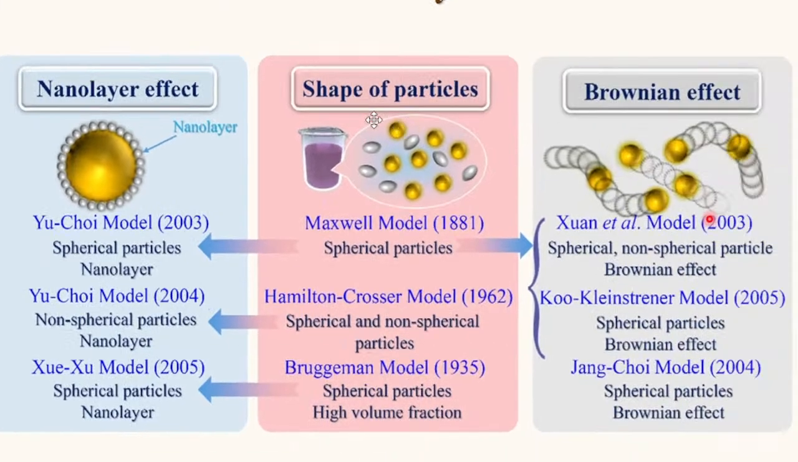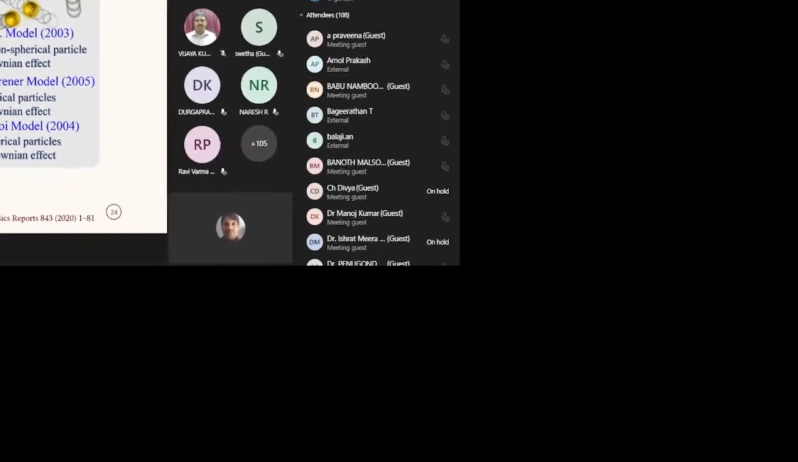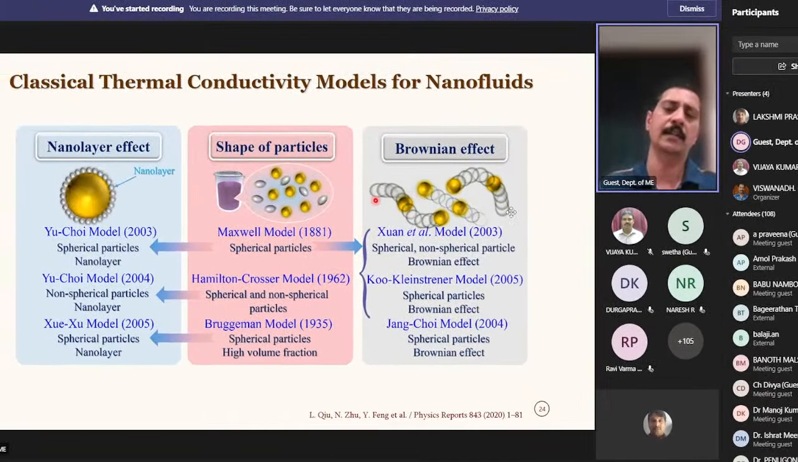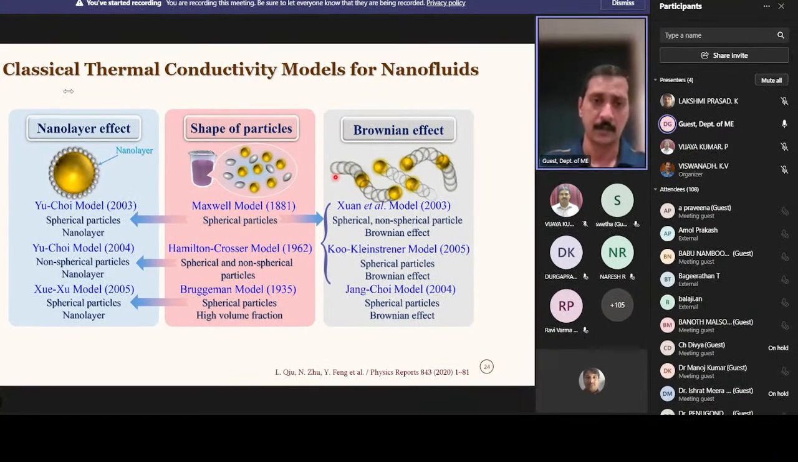Like Xuan, Yu and Choi, Koo and Kleinstreuer, and then Zhang and Choi. They all gave some insights about when you add some non-spherical particles into the base fluid, how the thermal conductivity enhancement is going to take place.